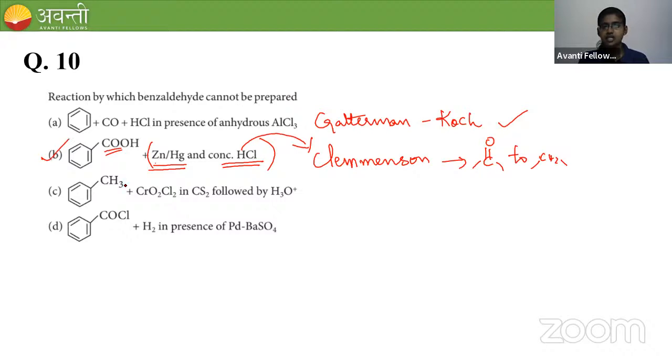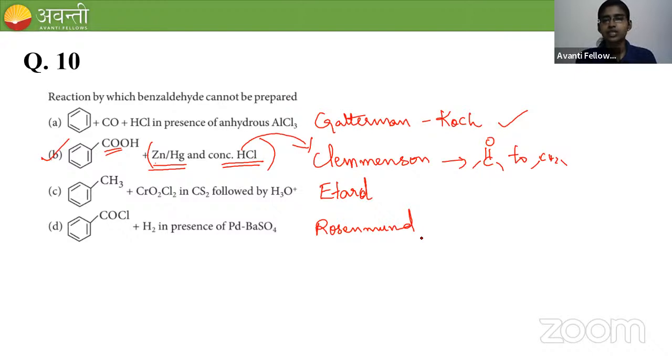And from option C, you can prepare benzaldehyde because it is one of the very important naming reactions, the Etard reaction. And option D is also a name reaction, the Rosenmund reaction. From this you can prepare benzaldehyde from benzoyl chloride using palladium on barium sulfate and H2. So only from option B you cannot prepare benzaldehyde, since the reactant leads to benzyl alcohol. Is that clear to everyone?